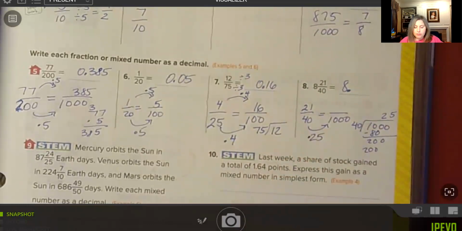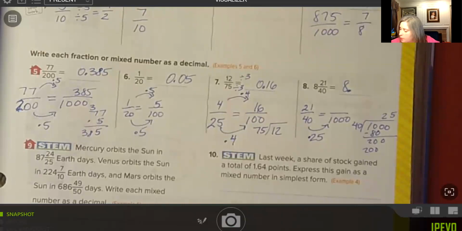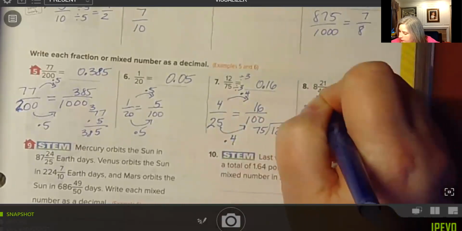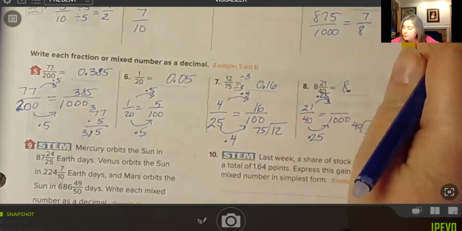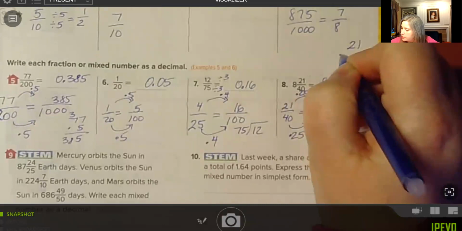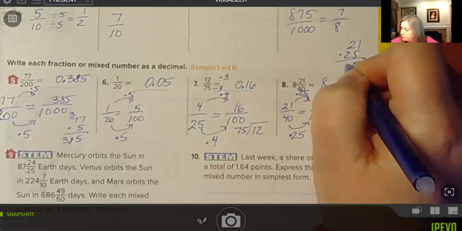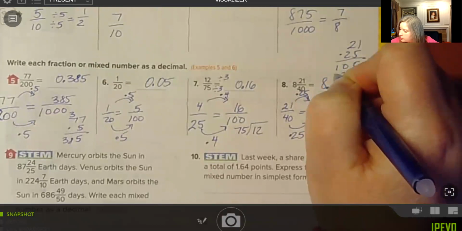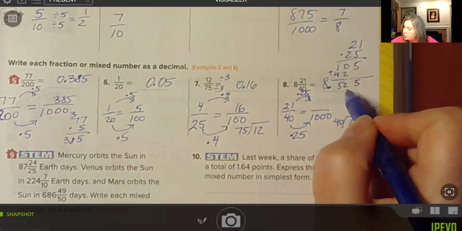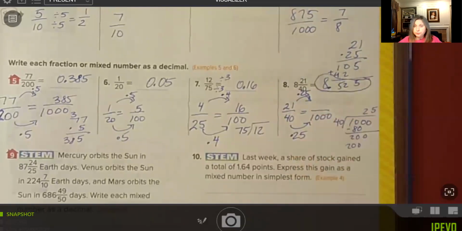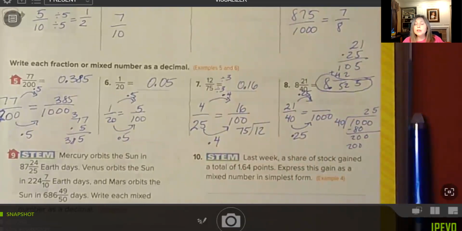So then all I need to do with my numerator is multiply that by 25 as well. So times 25. Remember, this is a non-calculator unit. We do need to be able to do these calculations without a calculator. It just reinforces our basic skills. So we have 21 times 25. We'll just do that over here in the margin. That's 525. So it's 8.525, or 8 and 525 thousandths.